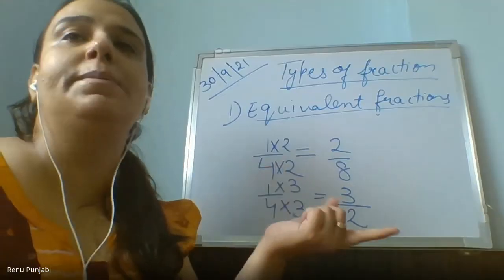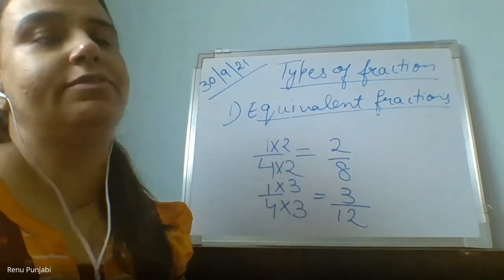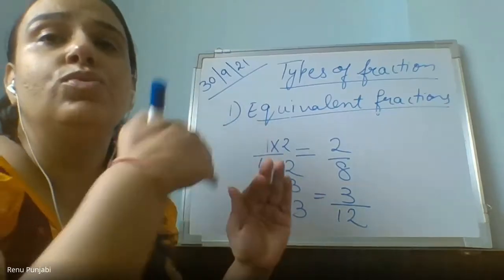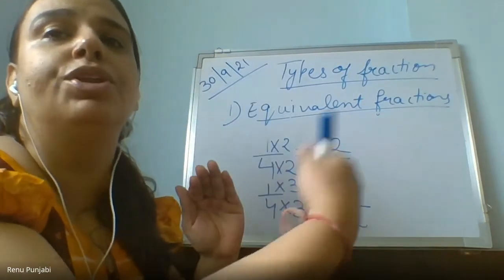You have to multiply the numerator and the denominator with the same number, and you will easily get the answer. We multiplied 3 with 1 and 4 with 3, so you have got 3 upon 12. Can we multiply with 4 also? Yes, as you multiply, you will get more equivalent fractions.